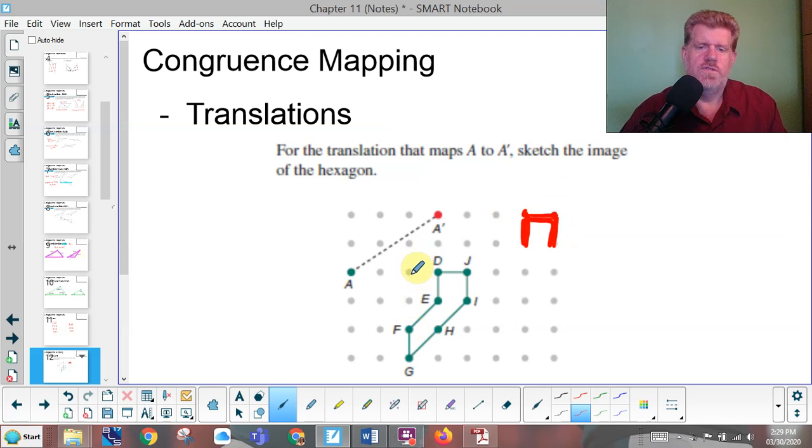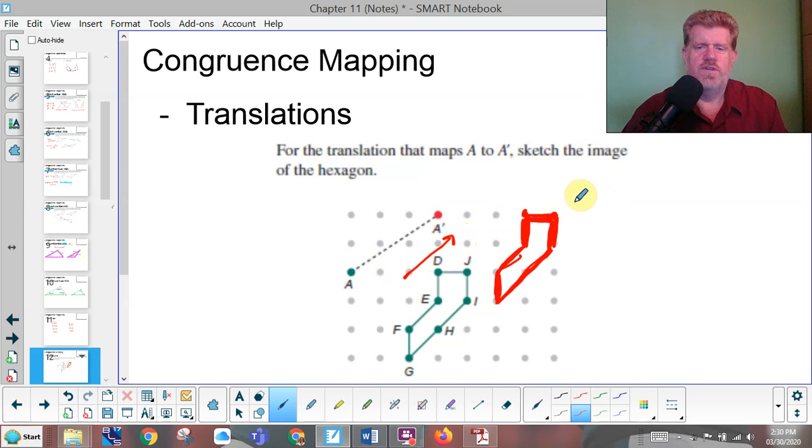F, up 2, over 3. G, up 2, over 3. And then H, up 2, over 3. And then I is the same way. So this shape here, like you get yours, is this shape here translated. Everything is just moved this many points in that direction.